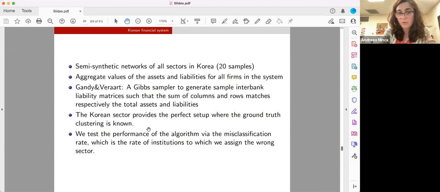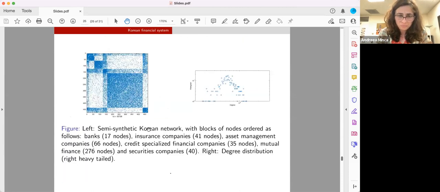So this Korean sector example is a perfect setup, because we know the ground truth, we know the ground clustering, and we can test the performance of the algorithm via the misclassification rate. We can see what sector it should have been assigned for a bank, and then does the algorithm assign it correctly?